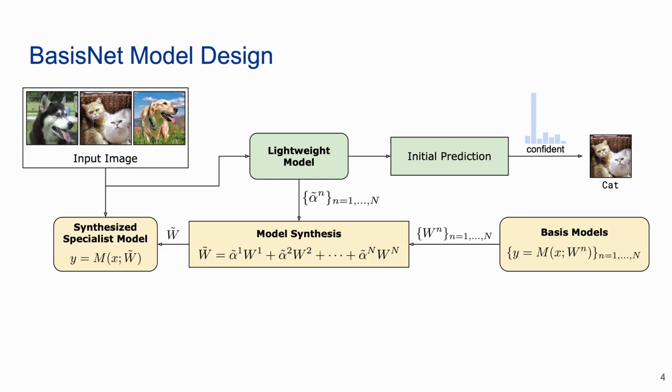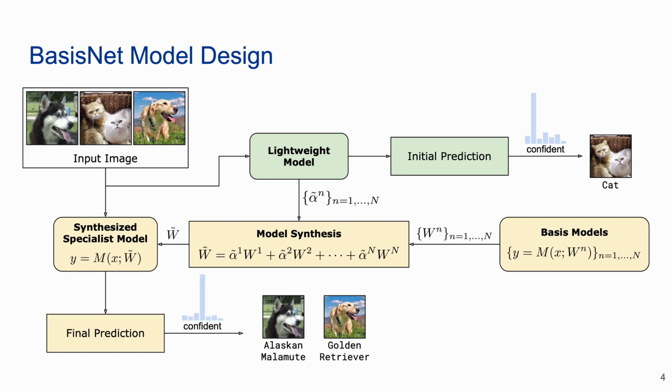To improve the performance on such difficult cases, we design a model synthesis strategy leveraging the knowledge from the lightweight model. Specifically, when the initial prediction is uncertain, the lightweight model will produce a group of combination weights, which will be used to guide the linear combination from a collection of base models. The synthesized model is thus directly tailored for the specific input and can better deal with the subtle differences.